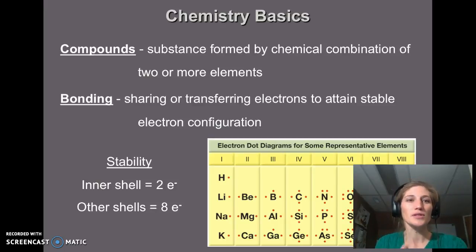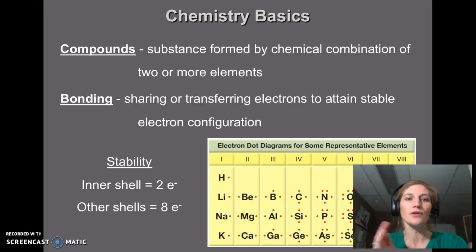All right, so some more basics of chemistry. When we're talking about minerals, we're actually looking at compounds. So a compound is a substance that's formed by the combination of 2 or more elements, and the elements come together through a process of bonding.